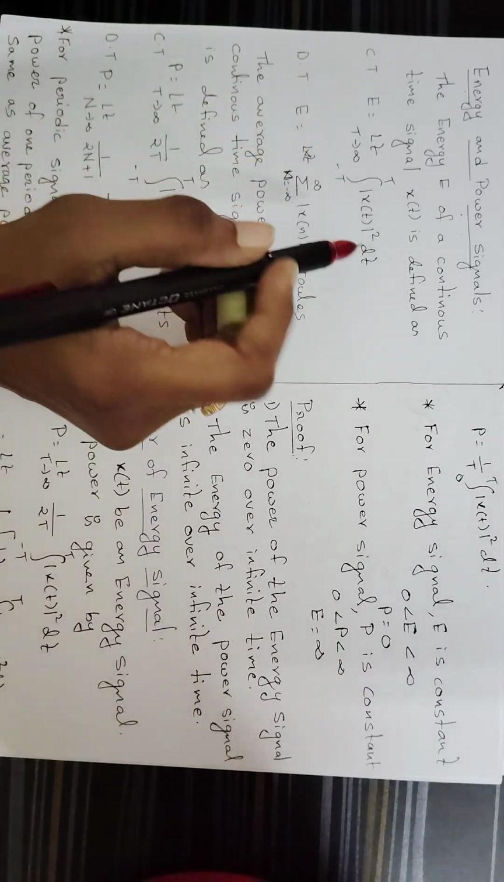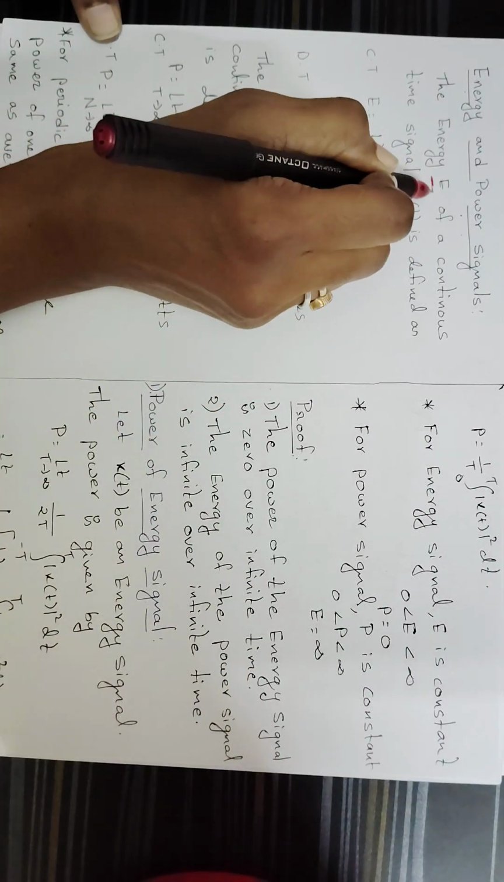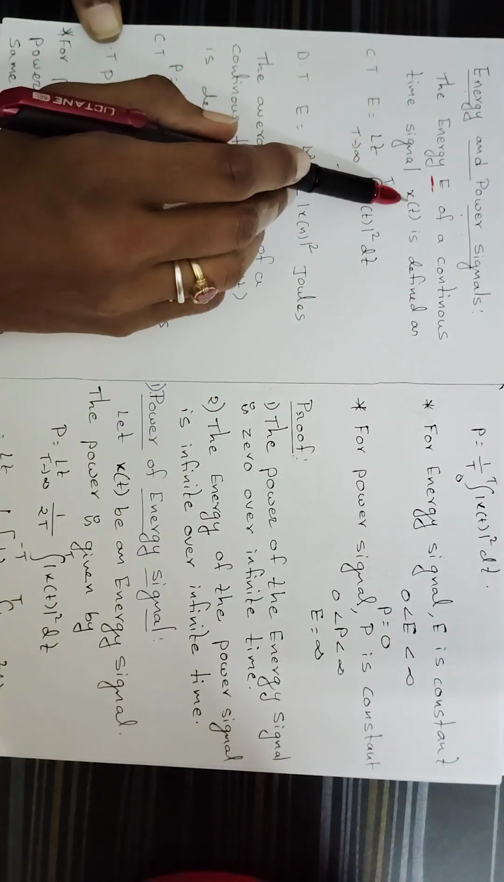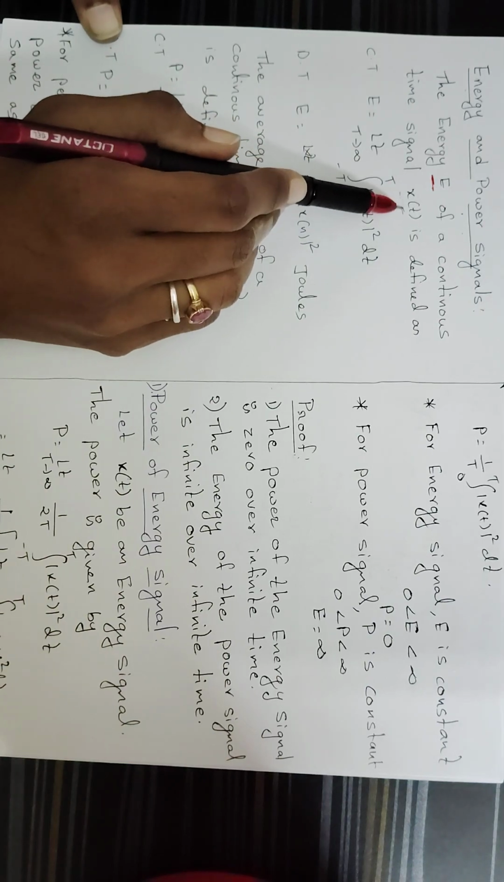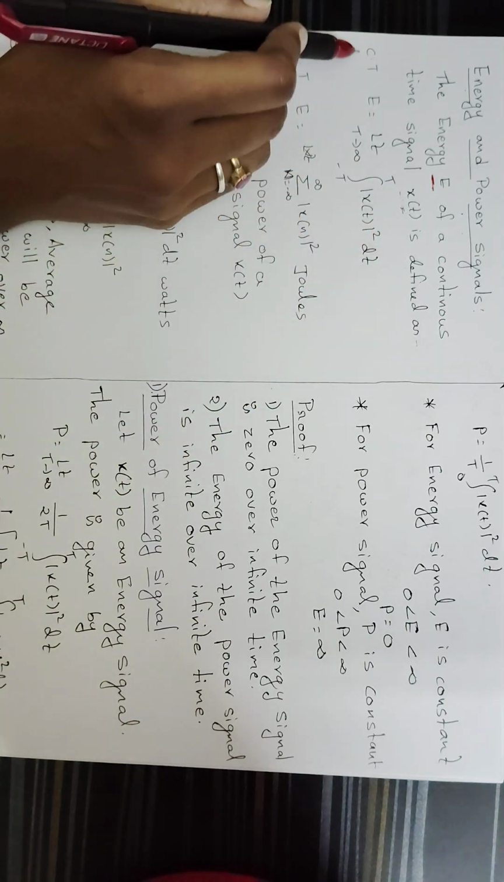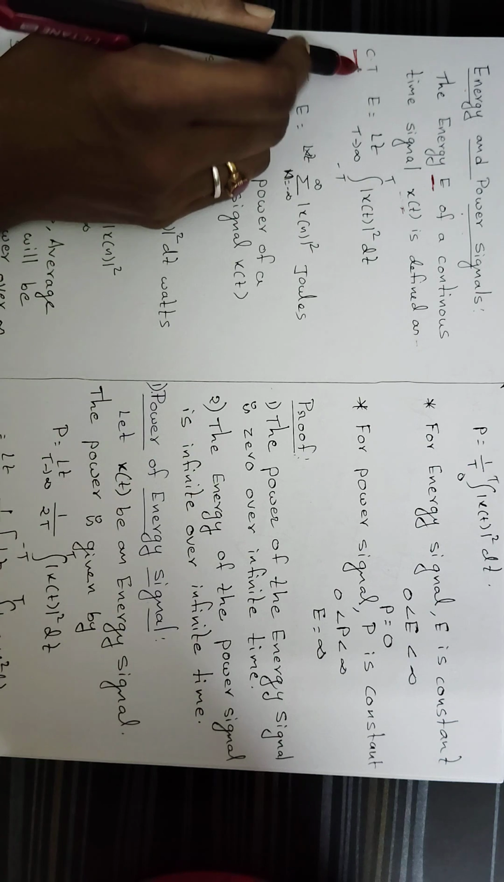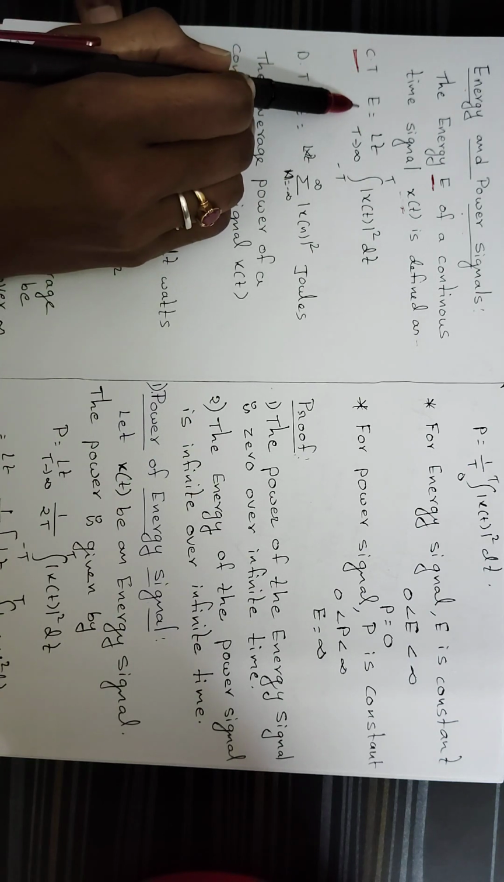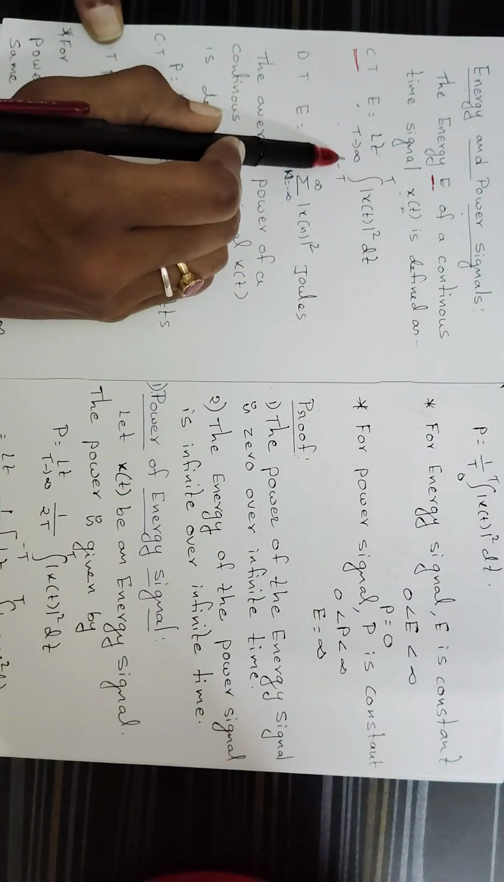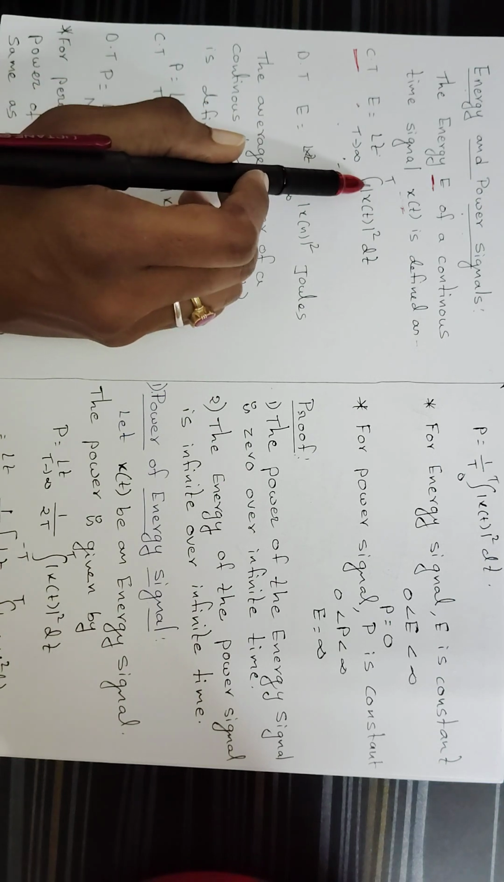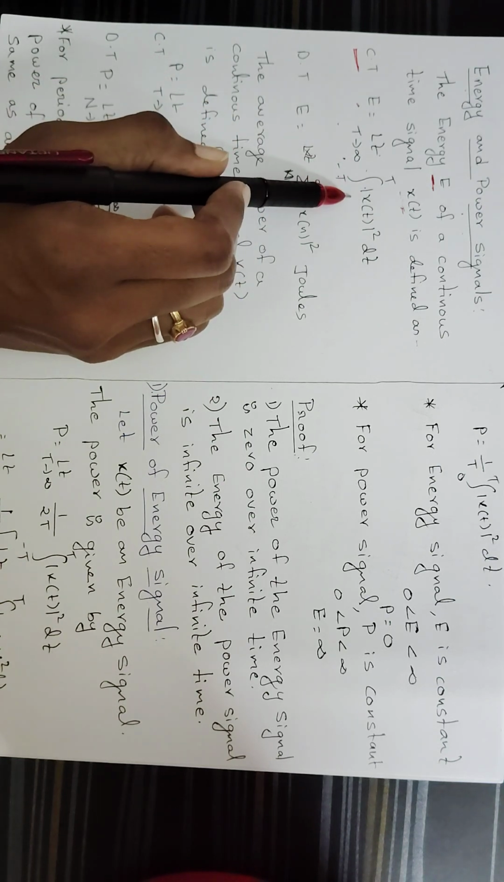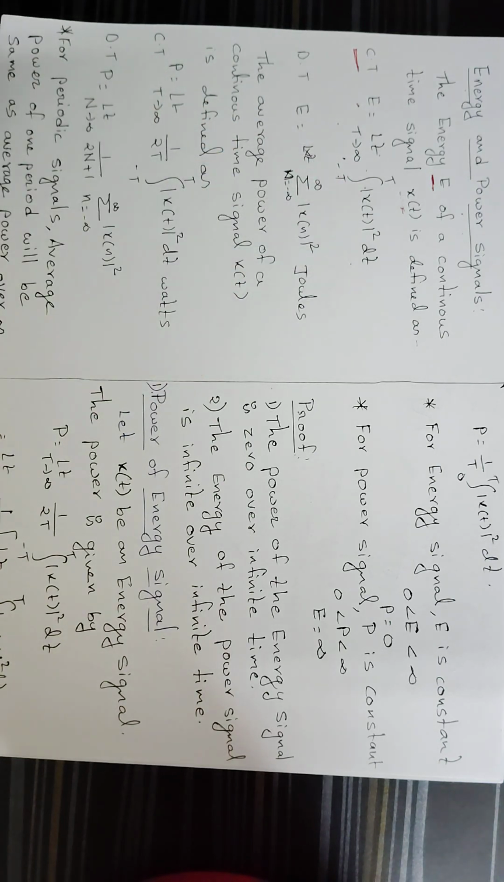The energy signal, which can be represented as E of a continuous time domain x of t, is defined as follows. CT is nothing but continuous time, and the energy is equal to limit T tends to infinity, integration from minus T to T of mod x of t whole squared into dt.